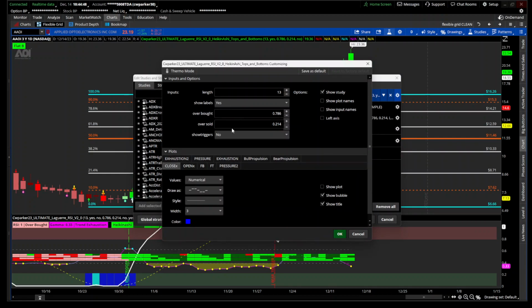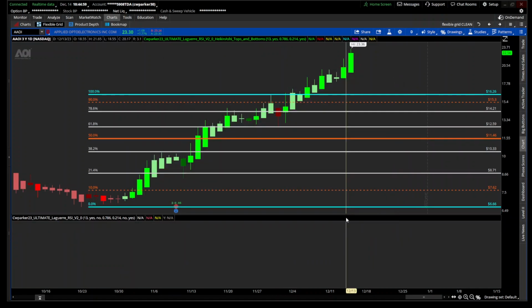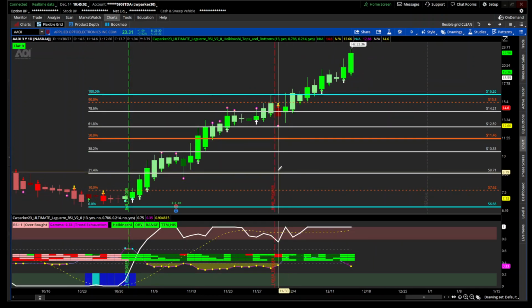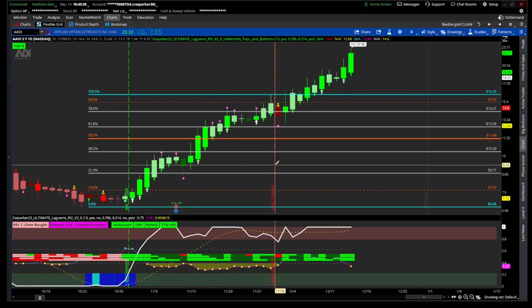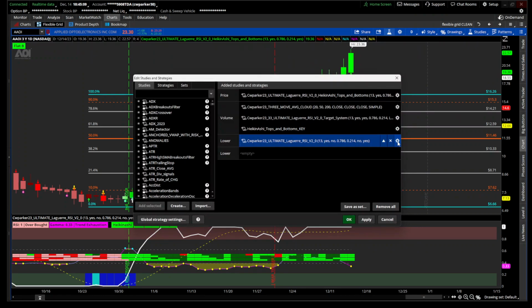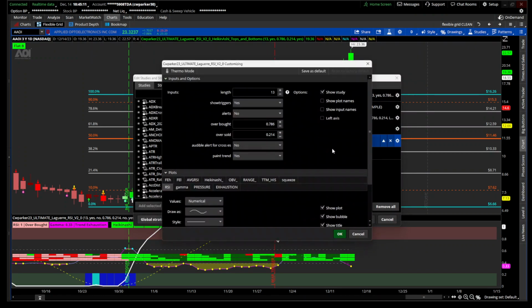And you can change the buy and sell, overbought and oversold, the length. And you can show the triggers or not show the triggers. Right now I don't have the triggers showing. But if I cut the triggers on, you can see how they line up exactly with the RSI down here.